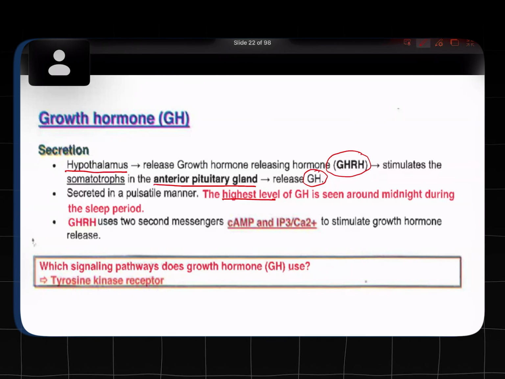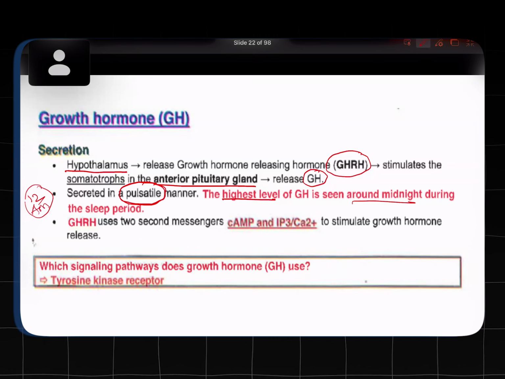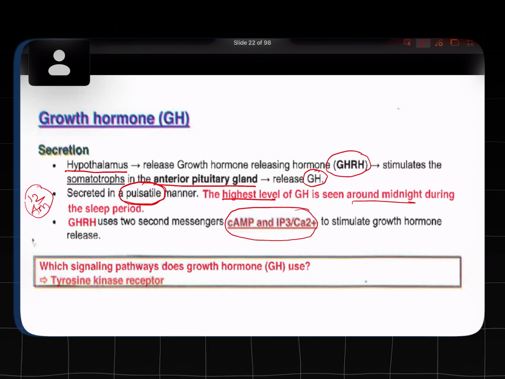The highest level is seen at midnight because it is secreted in a pulsatile manner. So when should you take the sample? At around 12 a.m. As always, especially for part 1, you have to remember the messengers, cyclic AMP and calcium. And it uses the tyrosine kinase receptor based pathway, the TK receptor pathway. This you just have to mark up basically.